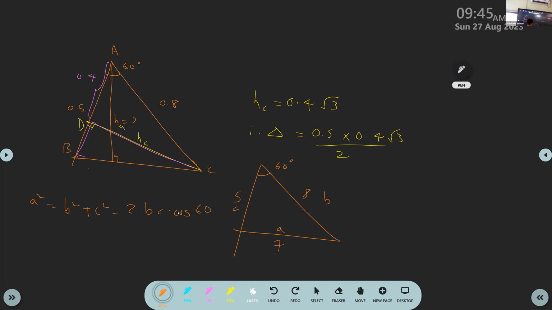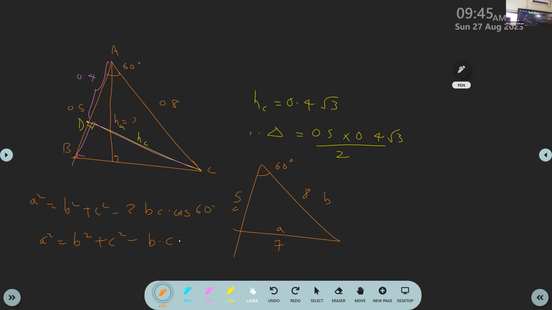And how much is cos of 60 degrees? 1 by 2. So that 1 by 2 cancels out. And what you get is equal to B square plus C square minus B into C. And so the question is, can we find nice integers which satisfy this condition? And there are few, that's not, there are, but there are many also.